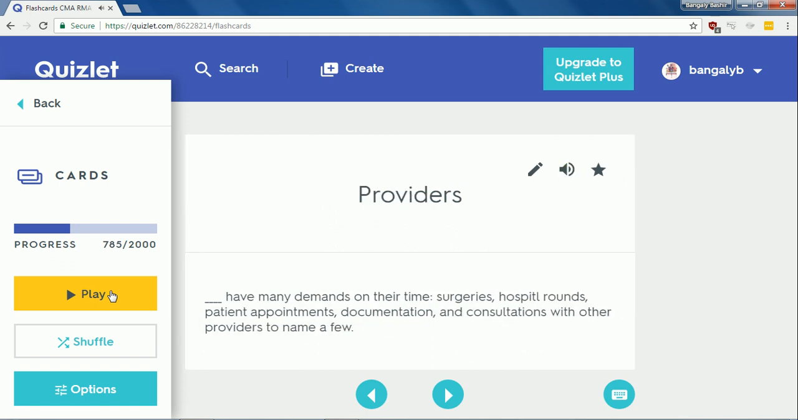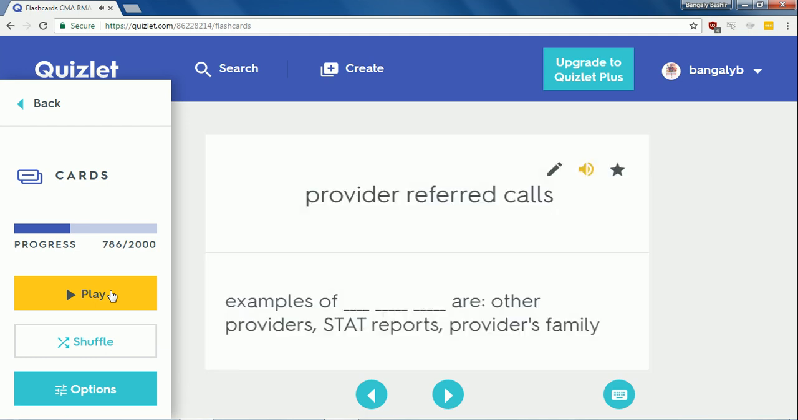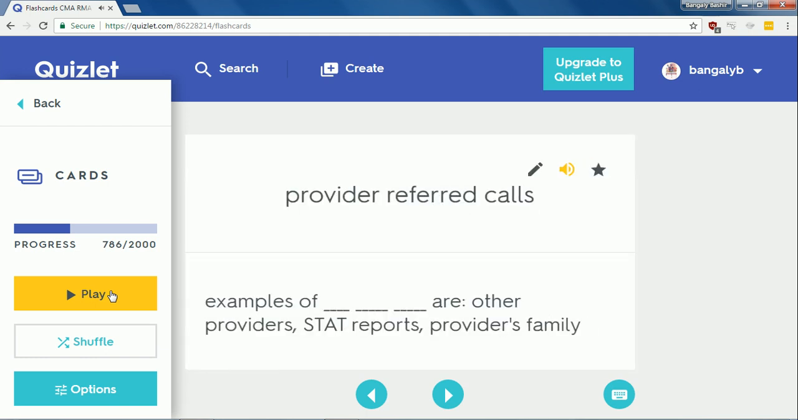Providers. Providers have many demands on their time, surgeries, hospital rounds, patient appointments, documentation, and consultations with other providers, to name a few. Provider referred calls. Examples of provider referred calls are other providers, stat reports, provider's family.